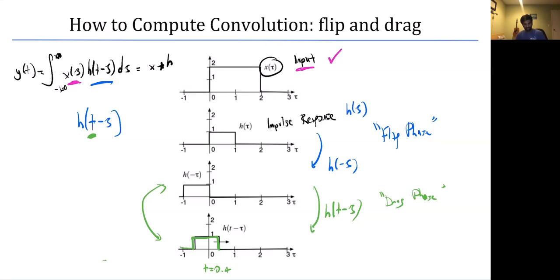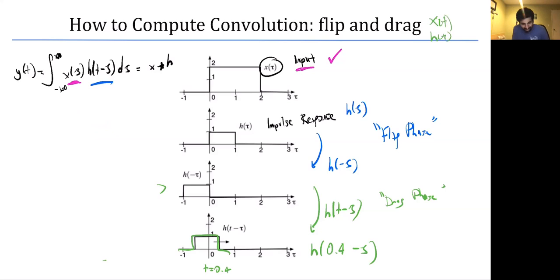Okay, so now I have dragged the signal by some amount where I'm now at t equals 0.4. And this specific box in green is not just h of t minus tau, it's h of t minus tau if t equals 0.4. So what's shown in the actual plot is h of 0.4 minus tau. Okay, just as an FYI. All right, so now we have already won half the battle. We started with an x of t and an h of t. And then what we've done is we've converted it, right?